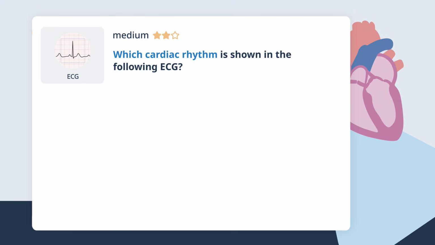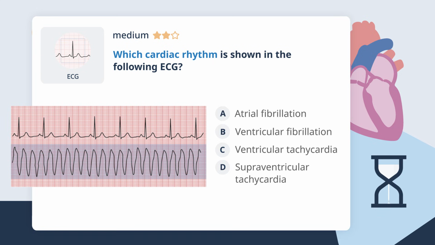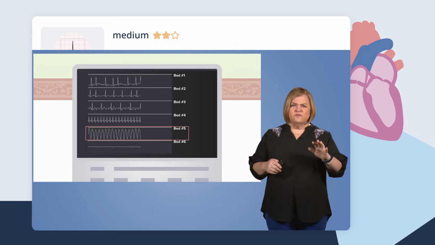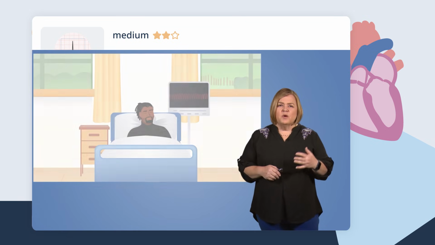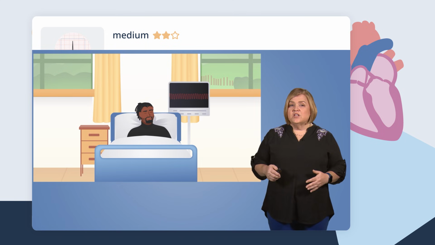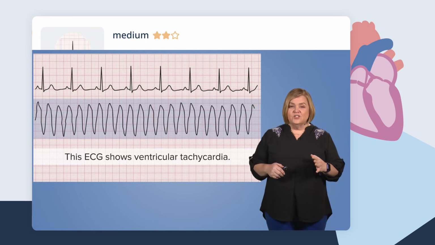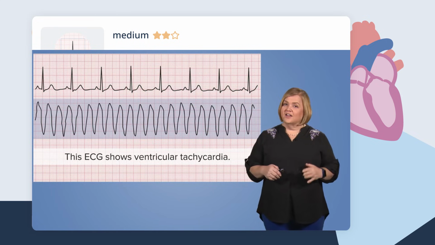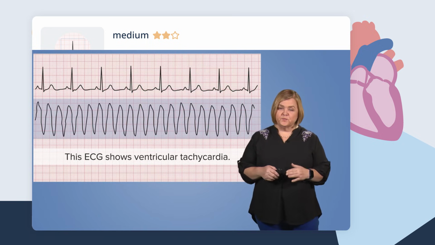Which cardiac rhythm is shown in the following ECG? At first glance, we definitely know something is wrong with this ECG. But what exactly is it? Let's take a closer look. Whoa! This ECG is ventricular tachycardia. It looks significantly different than normal sinus rhythm.